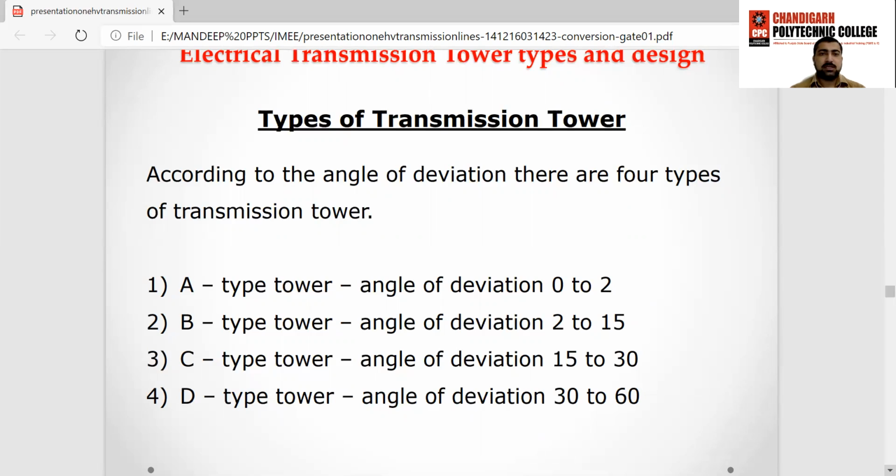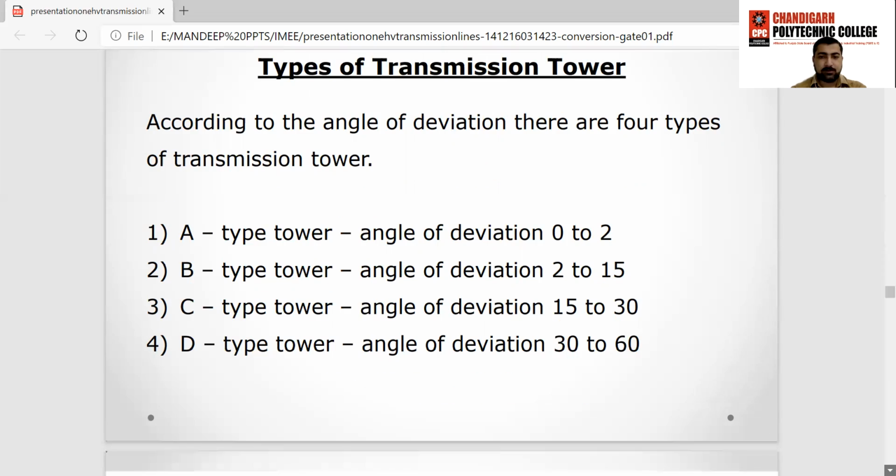And the last is the D-type tower. In it, the angle of deviation is between 30 degree to 60 degree. So, as per the angle of deviation, we categorize these four towers as type A, type B, type C, or type D tower.